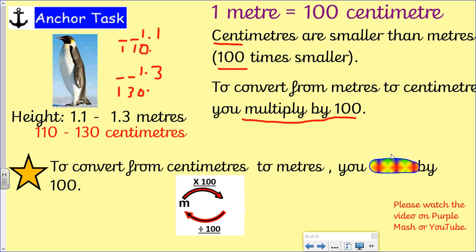Now, to convert from centimeters to meters then, so to go the other way, we do the opposite thing. So we're going to divide by 100, okay? So this is divided by 100, not 1,000 this time. We're talking about 100, okay? And there's our handy little diagram.